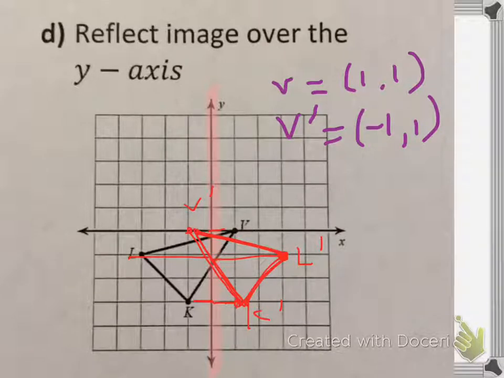I just totally called those ordered pairs wrong. Somebody needs to slap me side the head. Okay, V is 1, 0. My bad. And the new one is negative 1, 0.